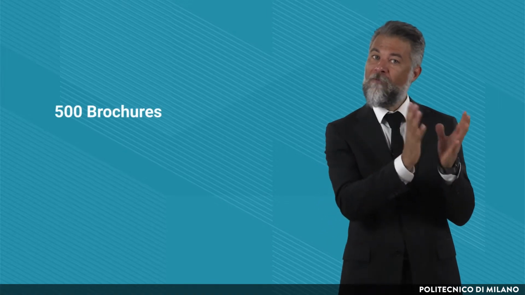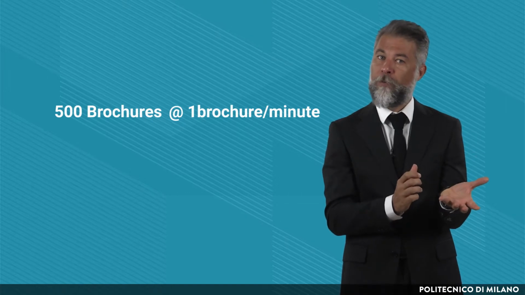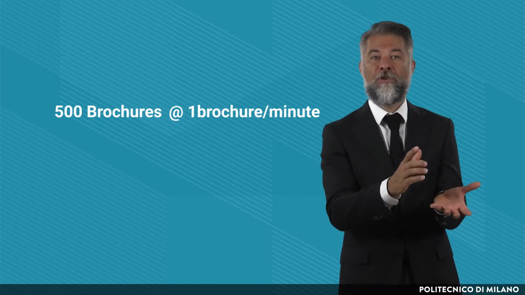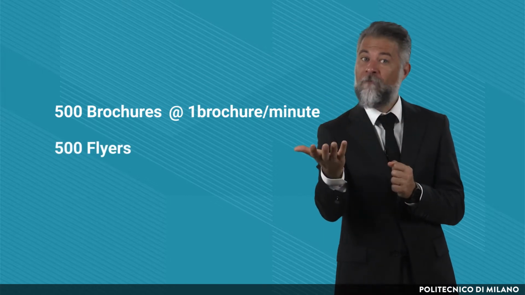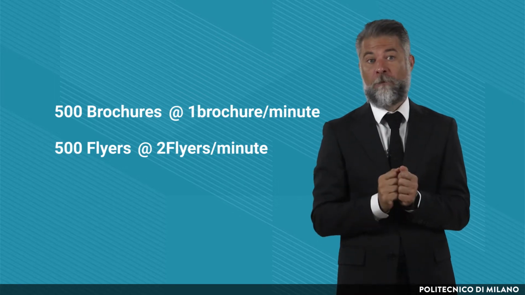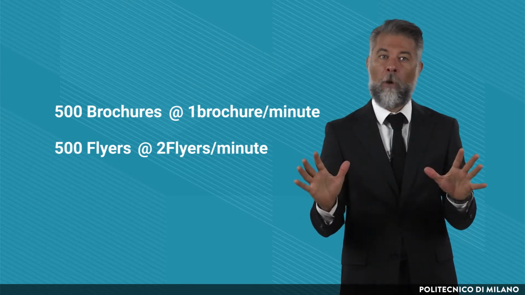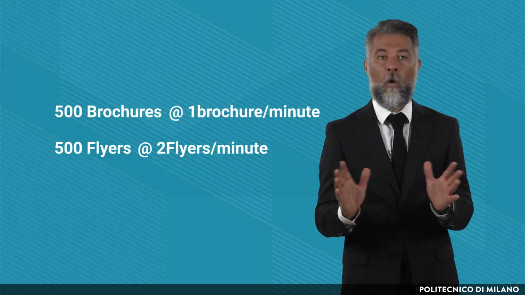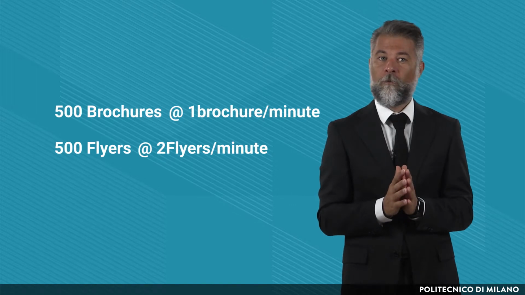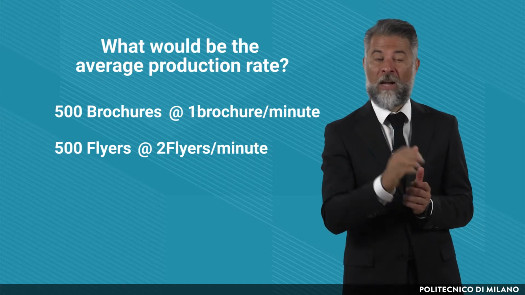Now, I have a challenge for you. Imagine that Giovanni started producing 500 brochures at a production rate of 1 brochure per minute. He then proceeded with the production of 500 flyers at a production rate of 2 flyers per minute. Let's assume that there were no stoppages and that setup time was negligible. What would have been the average production rate?